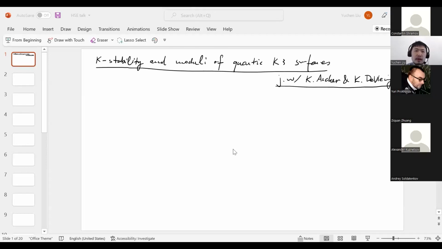So I will talk about some recent work on moduli of quartic K3 surfaces using the machinery of K-stability. Okay, so let's get started. First of all, I want to just give a brief recall of the geometry of quartic K3 surfaces.